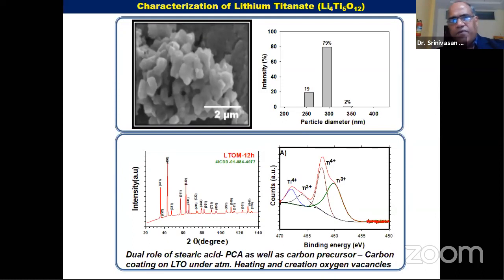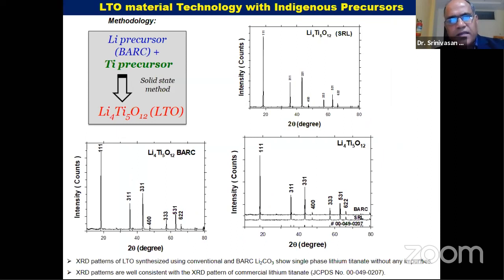LTO. With this uniqueness, small particle size and carbon coating, we address the low electronic and ionic conductivity. So we developed the process and how to indigenize the LTO material technology. The two precursors we are using are lithium and titanium. Titanium dioxide is used as the titanium precursor. As you know, titanium dioxide is available plenty in India, so we don't need to import it, but the lithium precursor we are importing from abroad.